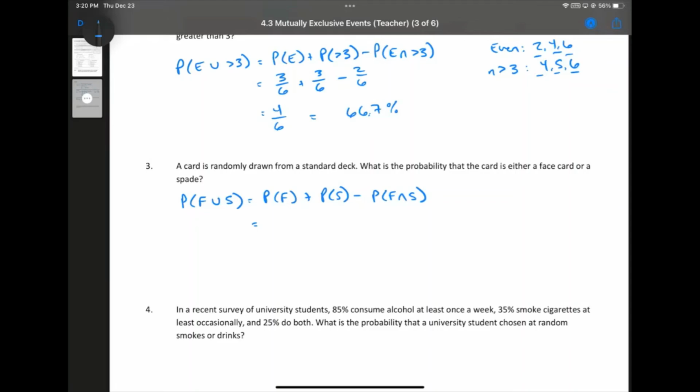So I'm going to think of the entire deck and say that the number of face cards is 12 out of 52. The number of spades is 13 out of 52. And the number of things that are both face cards and spades would be Jack, Queen, King of Spades. That's 3 out of 52. And so when all is said and done, we could put those together, and I think you get 22 out of 52. And if we want to write that as a percent, and again, we always do, 22 out of 52 is 42.3%.